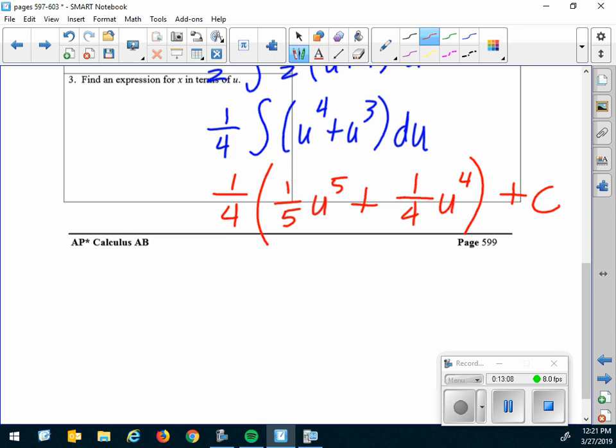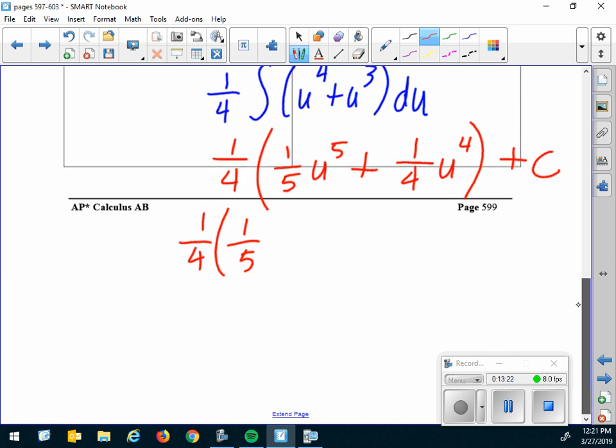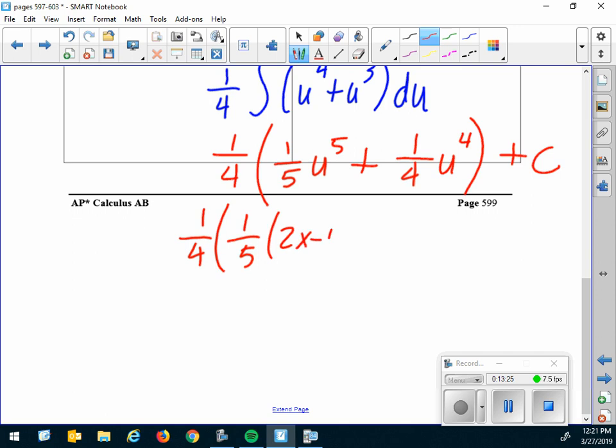Your question may be, do I have to distribute the 1/4? You can if you want to, but you do not have to. You can leave it like this: 1/4 times 1/5 of, I can't even remember what we put in for u, 2x minus 1. Now there's stuff you could do like factoring out a 2x minus 1 to the 4th power. You get this far and I'm tickled to death.